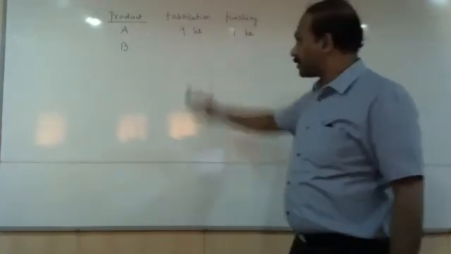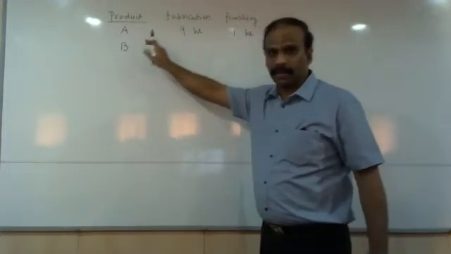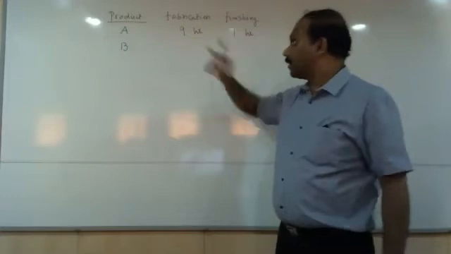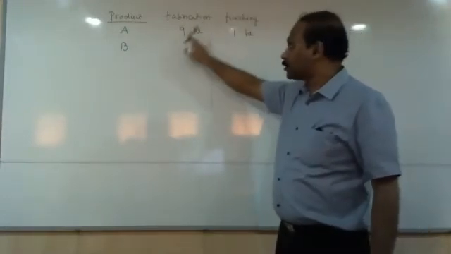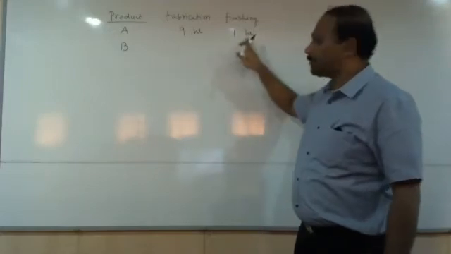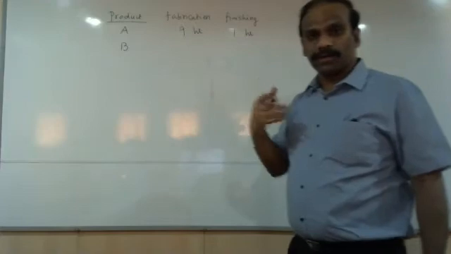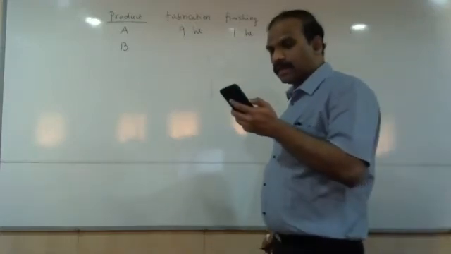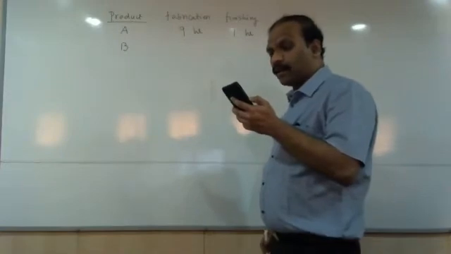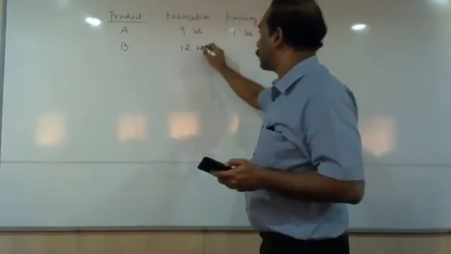So this is the data as far as product A is concerned. For product A manufacture, 2 different mechanisms are applied. One is called fabrication and the other is finishing. For fabrication, it is taking 9 hours, and for finishing, it is taking 1 hour. Similarly, they have given the time taken by product B as well. Model B requires 12 hours of labor time for fabricating.